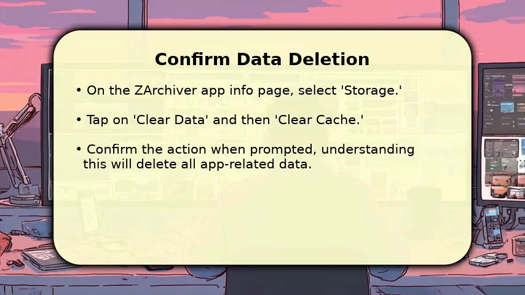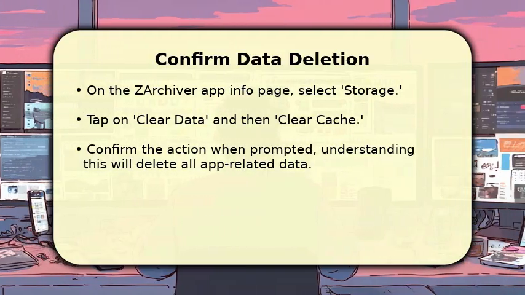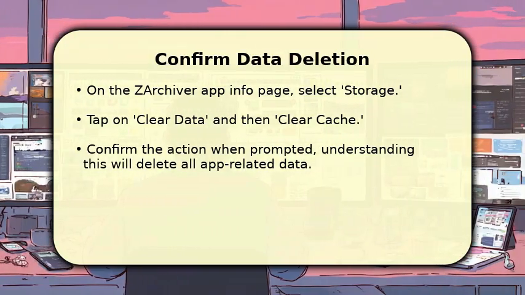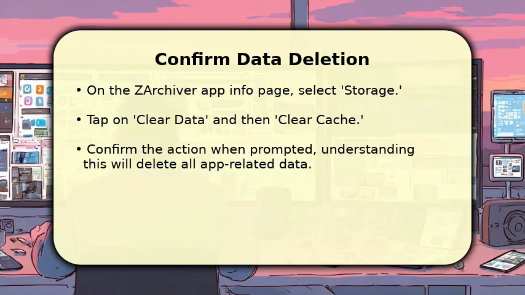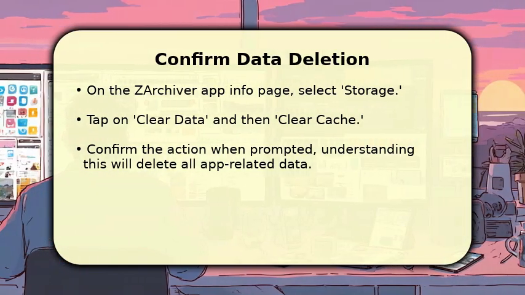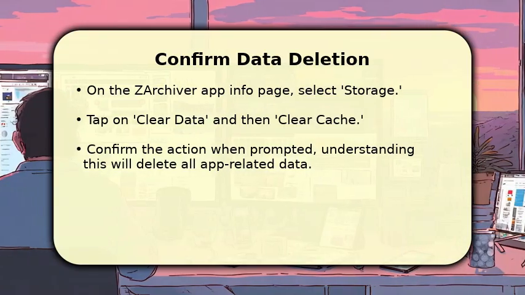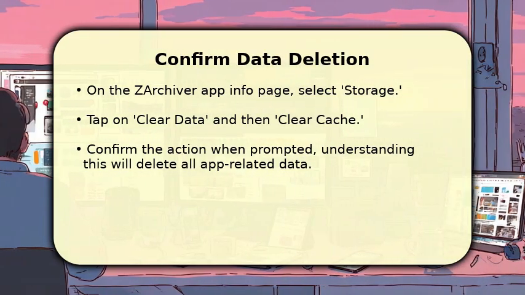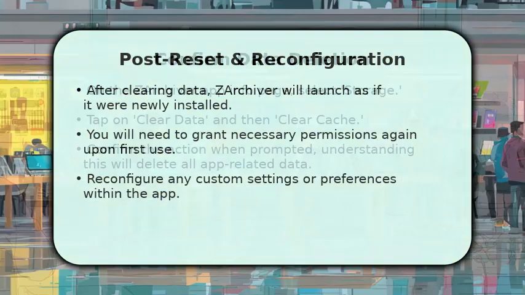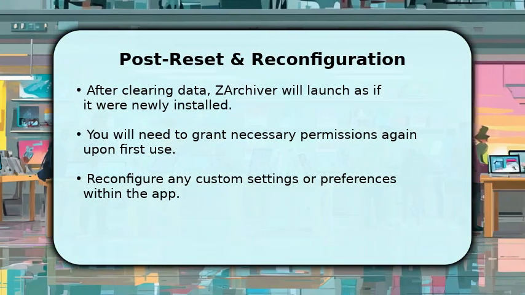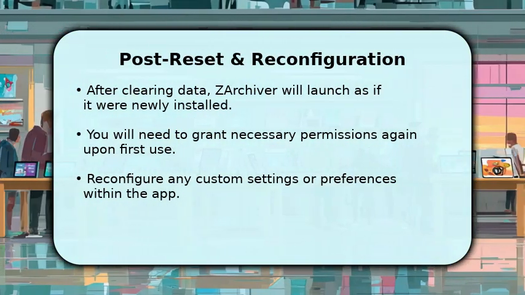First, tap Clear Data. A confirmation prompt will appear, warning you that all application data will be permanently deleted. Confirm this action. Then, for good measure, also tap Clear Cache to remove any remaining temporary files, ensuring a complete reset. Once you've successfully cleared the data and cache, ZArchiver will effectively be reset.